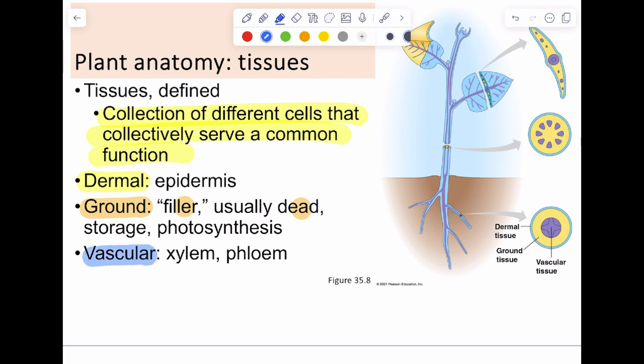Then we're going to have vascular tissue, which comes as xylem and phloem. And of the two, xylem is dead, and phloem is dead adjacent. It just can't be dead because of what it needs to do. But it's as close to dead as you can get.